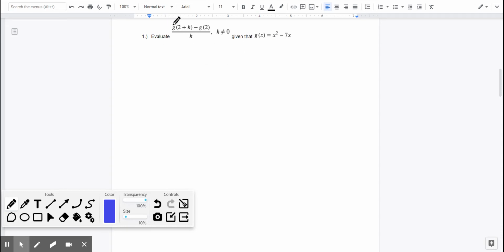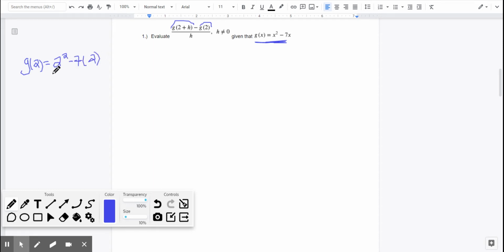Notice in this formula, there are 2 things that we need to find: g of 2 plus h and g of 2. This is the function g. If I ask you to find g of 2, let me do that over here. You know what that means. That means go to the function g and plug in 2. So we're going to be talking about 2 squared minus 7 times 2.